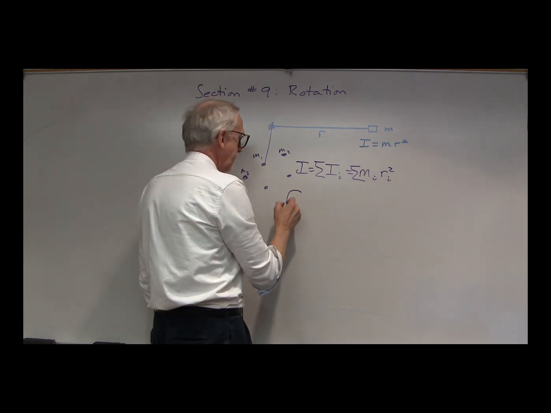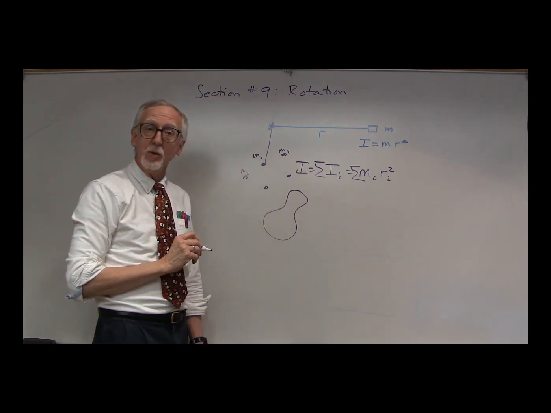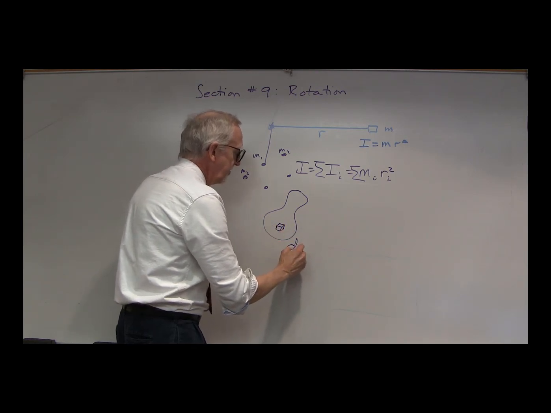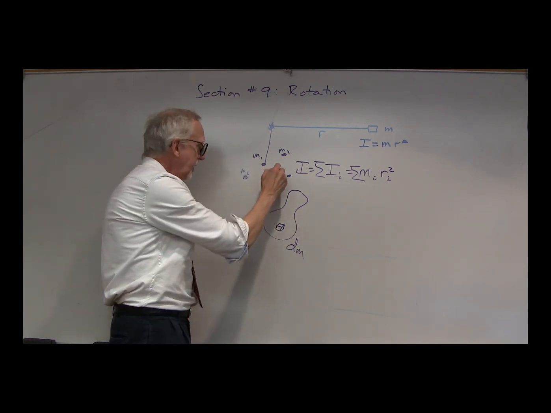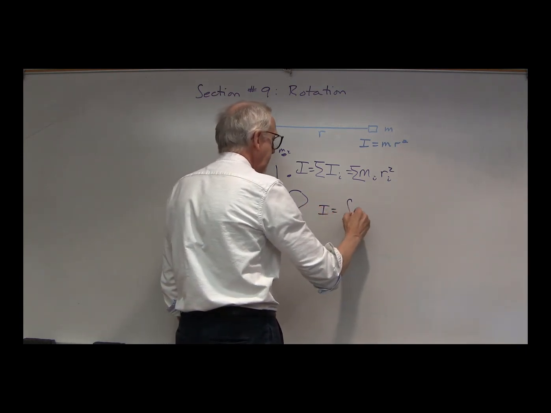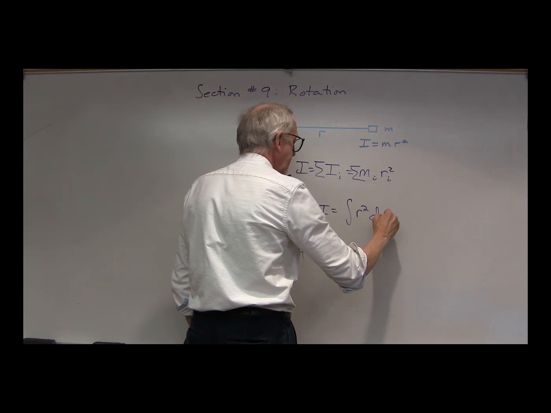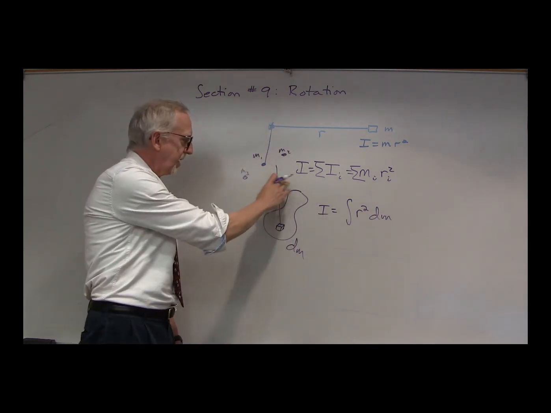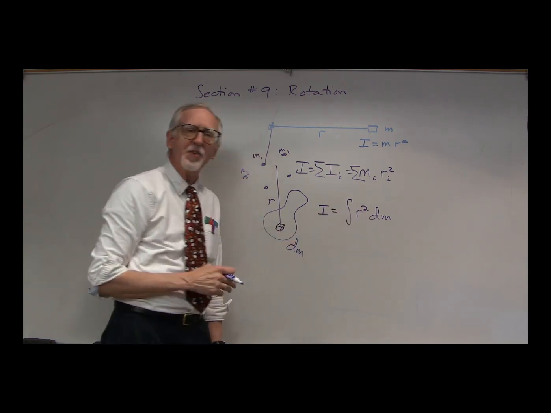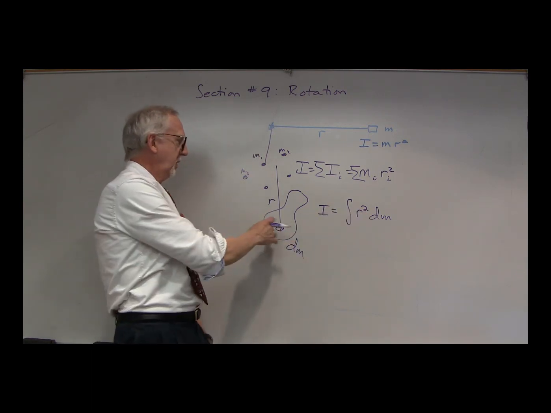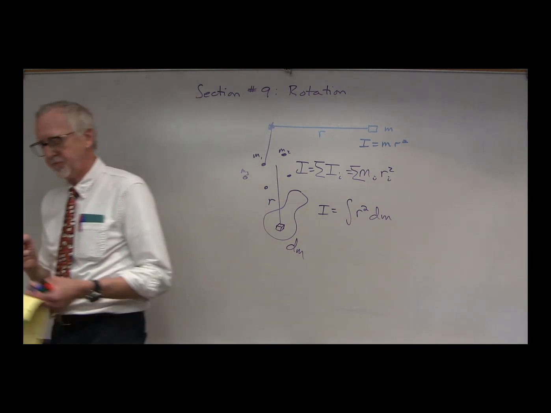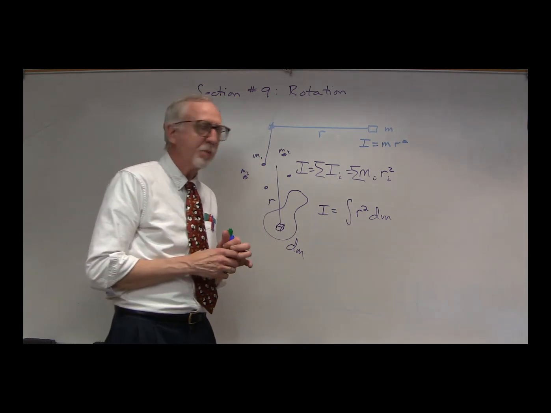If you've got some continuous object, break it down into little tiny infinitesimal masses, dm, each one at some distance r. The total moment of inertia is then the integral of r squared dm, and you could integrate that over the entire volume. Obviously, this is going to be very difficult for a general distribution, but under some circumstances, it's not that bad.